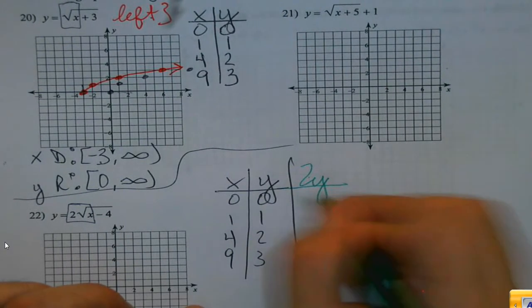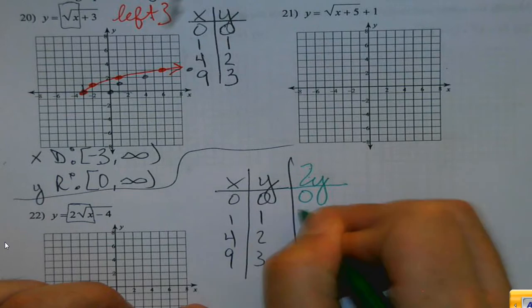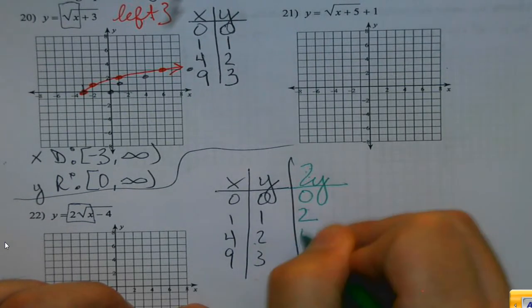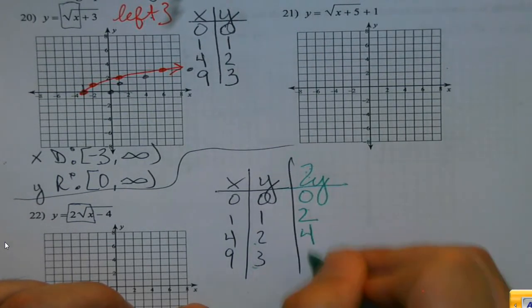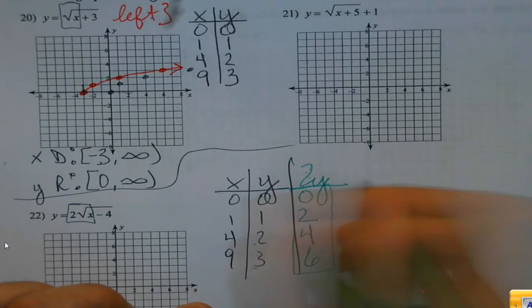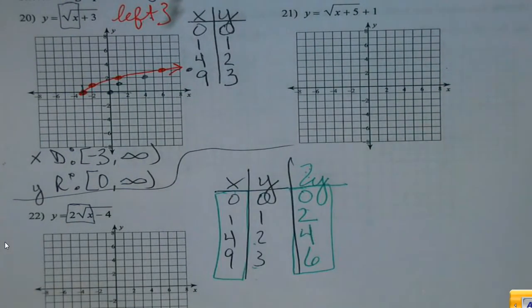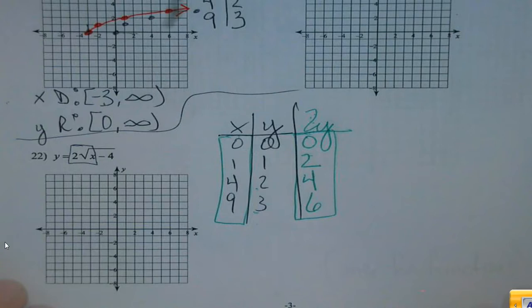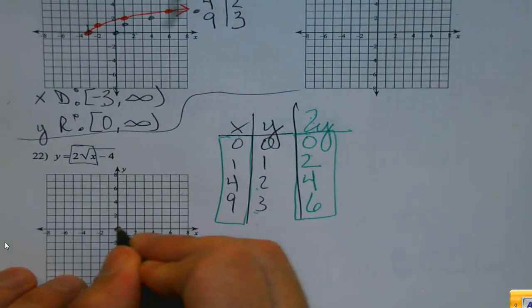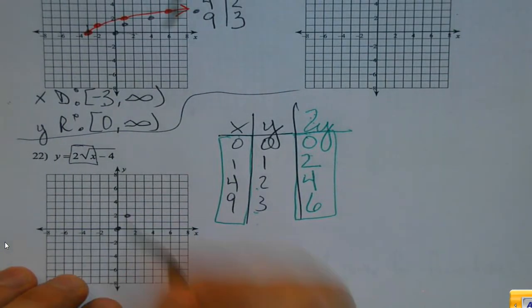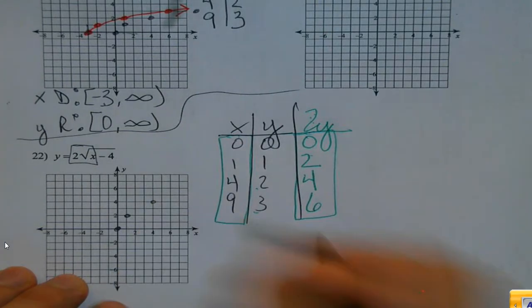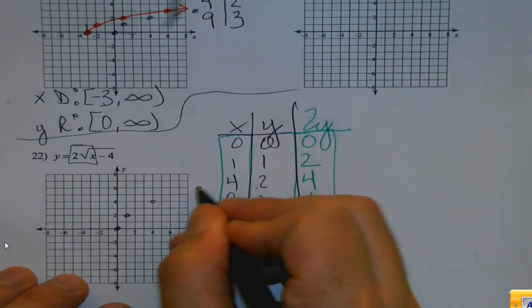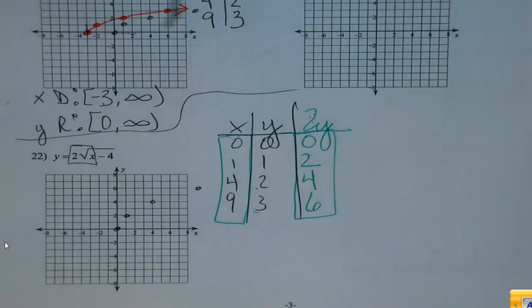So 2 times 0 is 0. 2 times 1 is 2. 2 times 2 is 4. 2 times 3 is 6. Those are my parent points. My new y values, but the x values stay the same. So I'm at 0, 0. Again, kind of little. We want to be able to see them, but at the same time, we want to know that we still have our shifting to do.